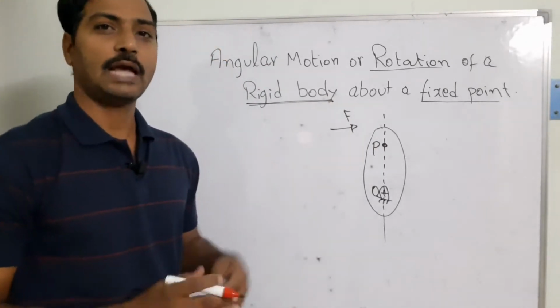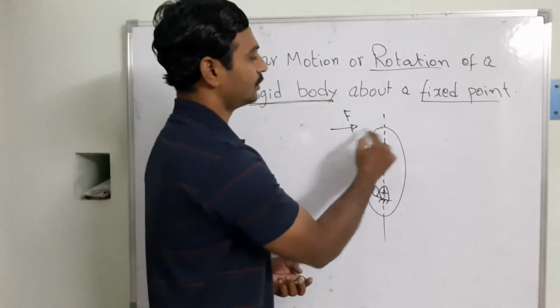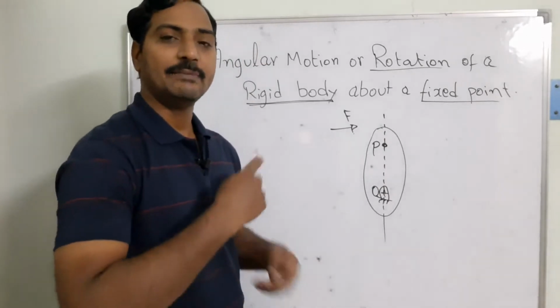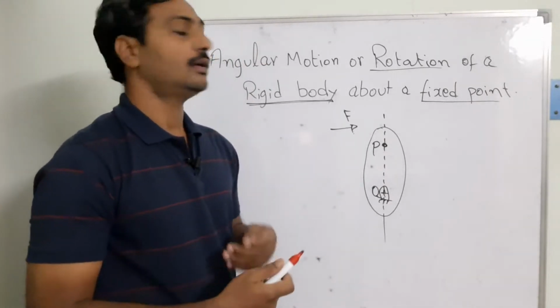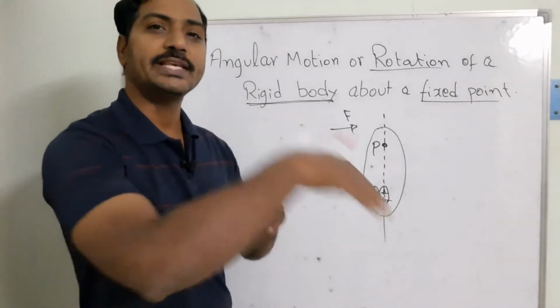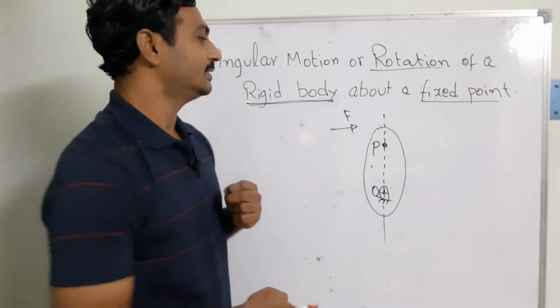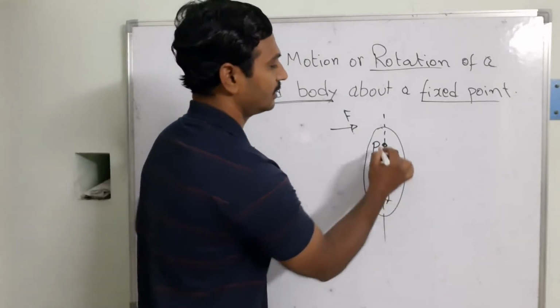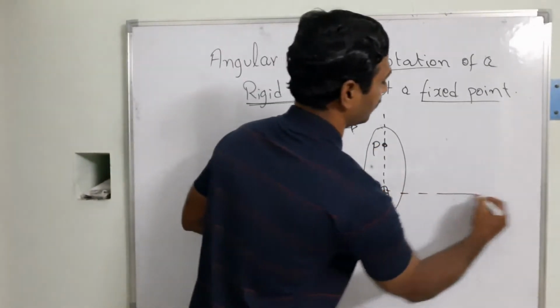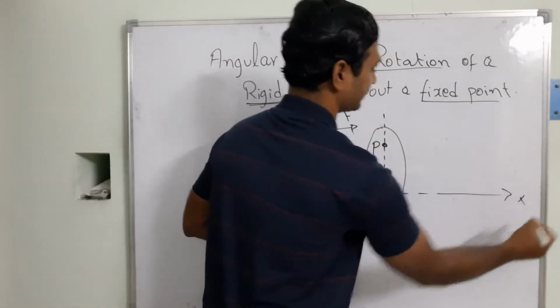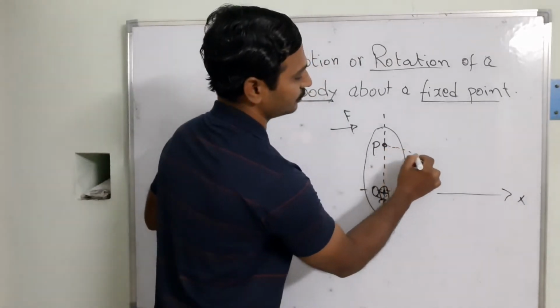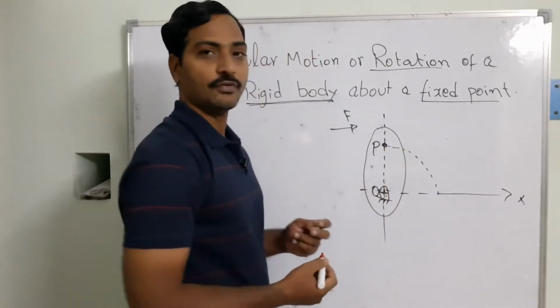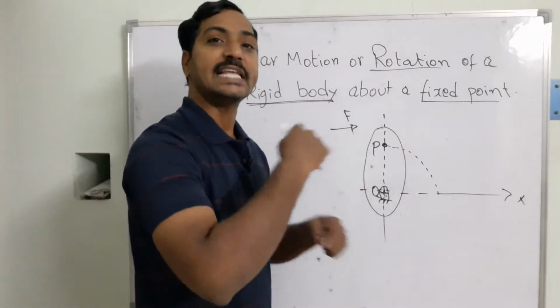So what happens next? When the force is applied on this member, the member is subjected to the resultant force and it tries to move in the same direction. That means the object is already fixed, this PO is going to be constant, and then I am going to take one horizontal axis, suppose the X axis. Then it's trying to move towards like this, and it's trying to move in a circular path.